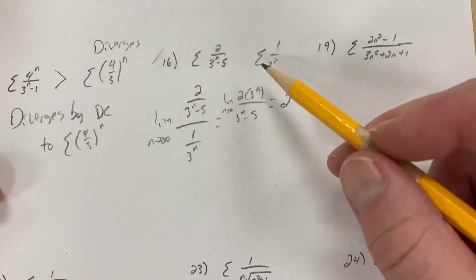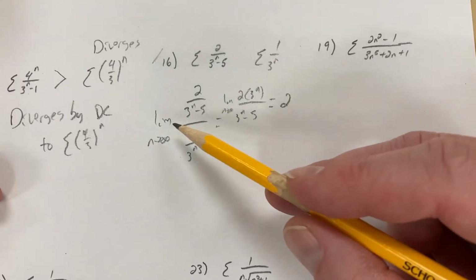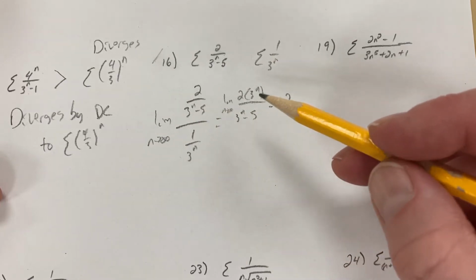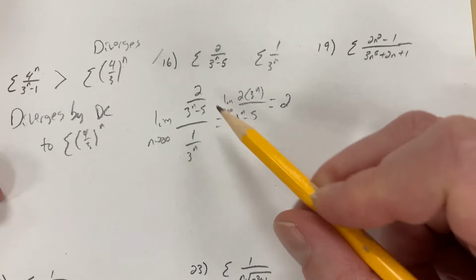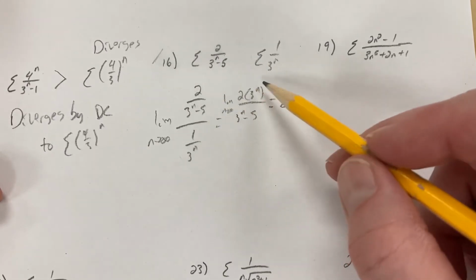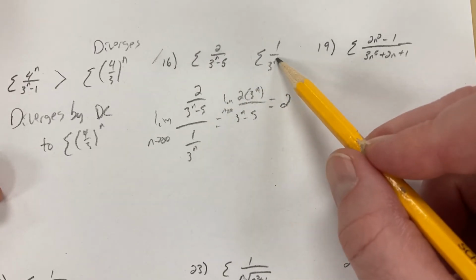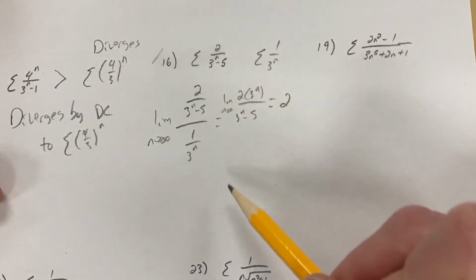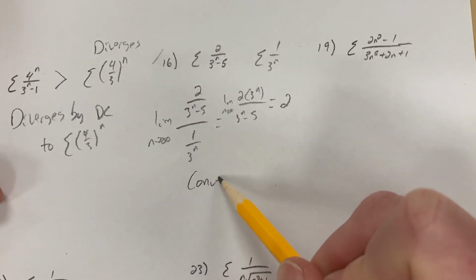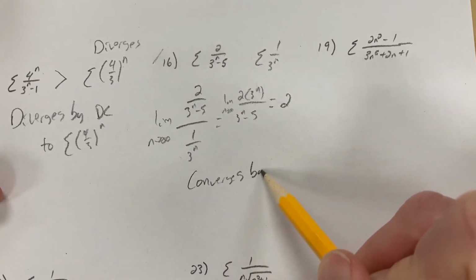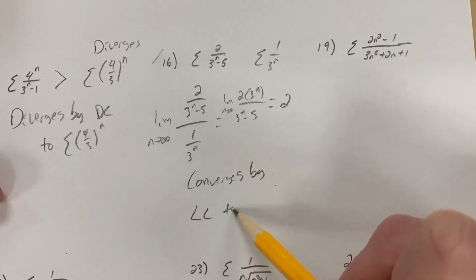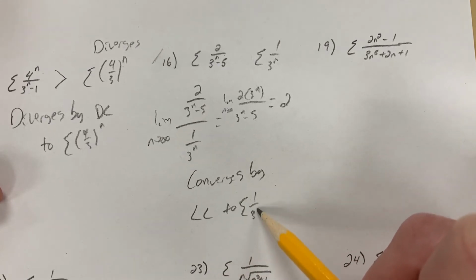Now, what the limit comparison test says is as long as that limit goes to anything other than 0 or infinity, then these two series will agree. So since this is a convergent series, this also must converge. So it converges by limit comparison to 1 over 3 to the n.